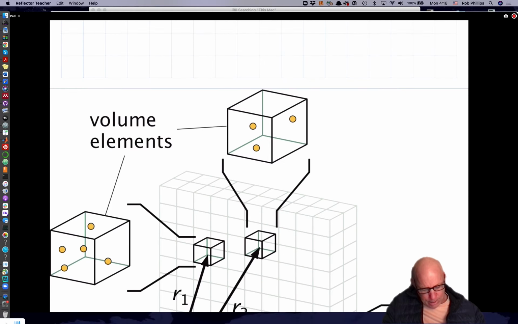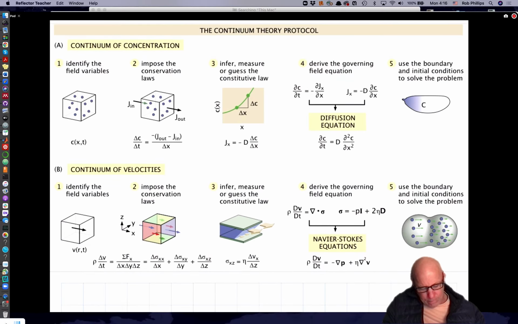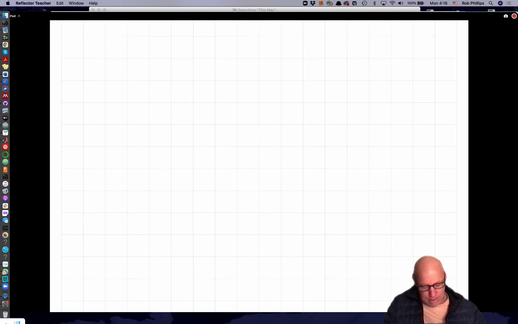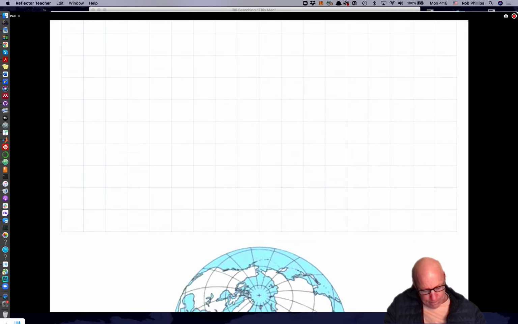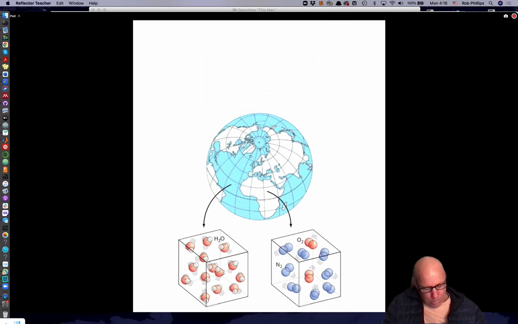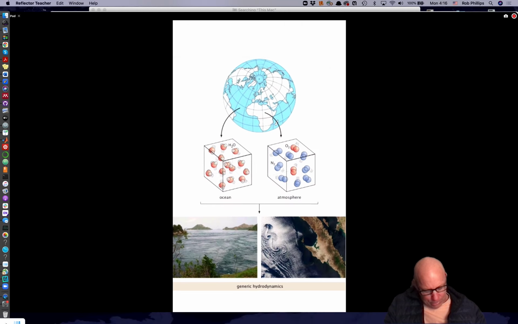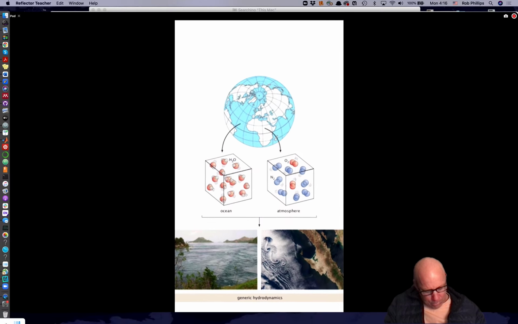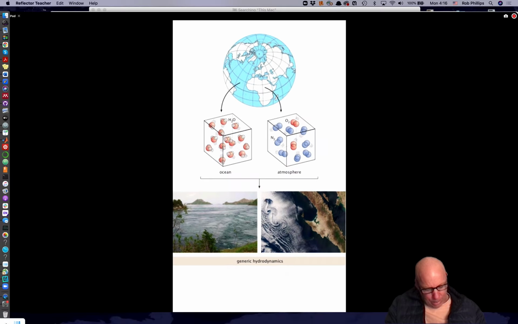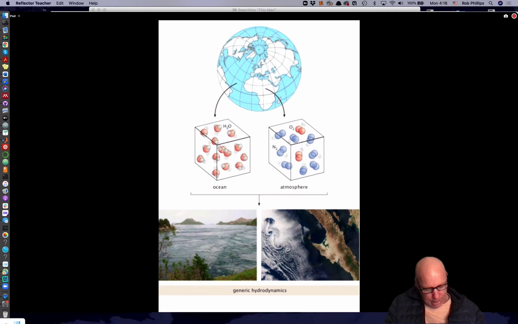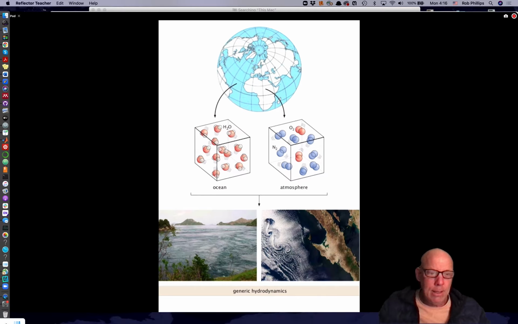So we've already said what we're going to do is step through the various pieces in the puzzle, and I want to start out with a little bit of a reflection on this idea of identifying field variables. The way we identify field variables is through a process that we're going to refer to as coarse graining. So coarse graining is the idea that we are cognizant that the world is made of atoms or molecules.